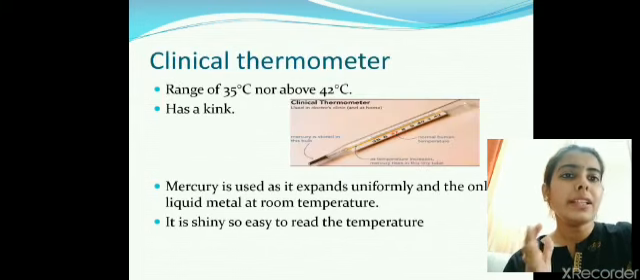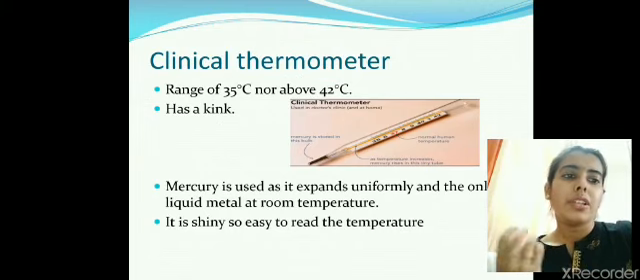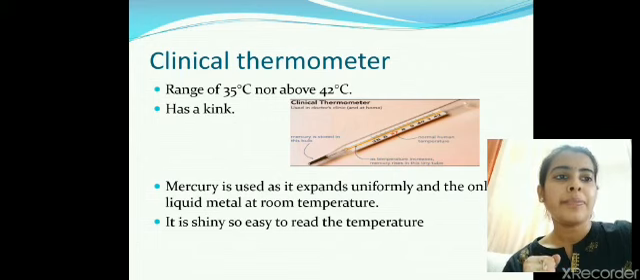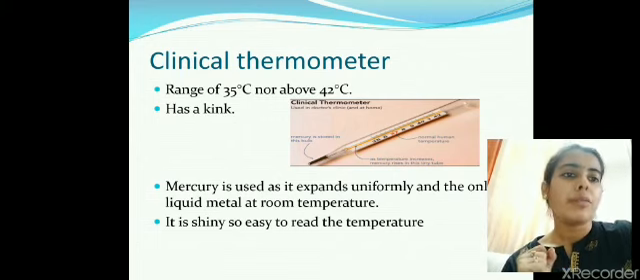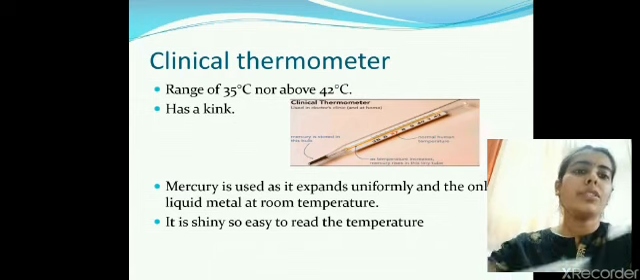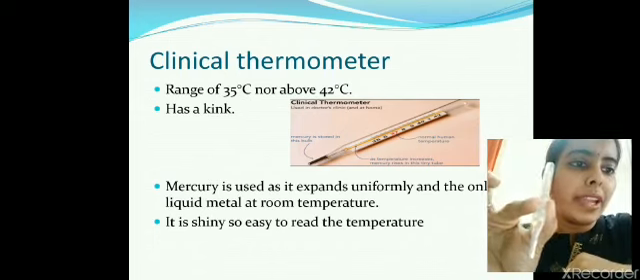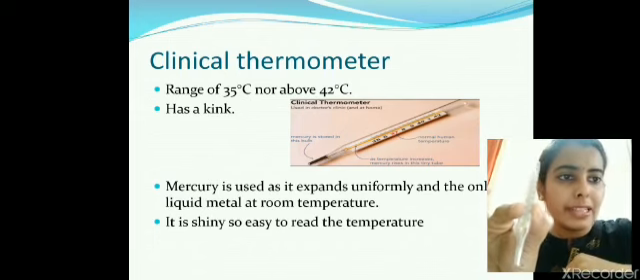Here comes the clinical thermometer. The clinical thermometer is the thermometer used medically by doctors. We use it at home also. These thermometers have a range of 35 to 42 degrees Celsius. They have a kink inside them. What is the kink here? Now I'll show you this clinical thermometer. You would have seen this at your home also. It should be handled very carefully as it has a glass body.